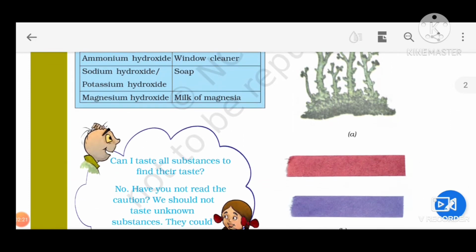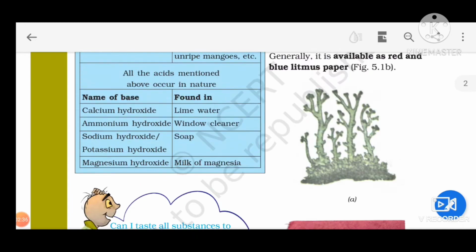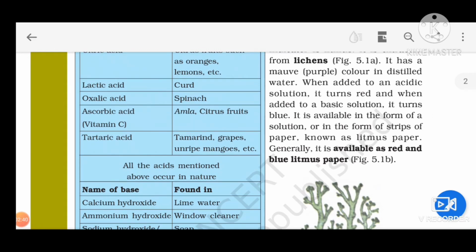We just now saw that litmus paper is made of lichens. They are algae, and they act as an indicator to show us which substance is acidic and which is basic by turning their own color. Litmus turns red if it is an acidic solution, and it turns blue if it is a basic solution. So it is available as red and blue litmus paper. Red litmus is used to find out a basic solution. When red litmus is dipped in a basic solution, it turns blue, and blue litmus turns red when dipped in an acidic solution.